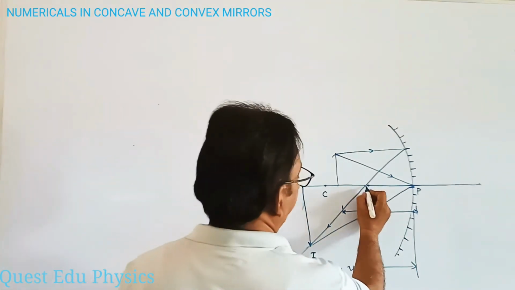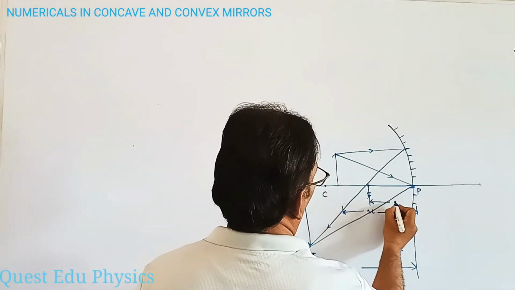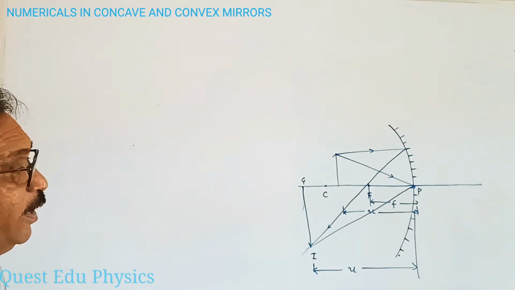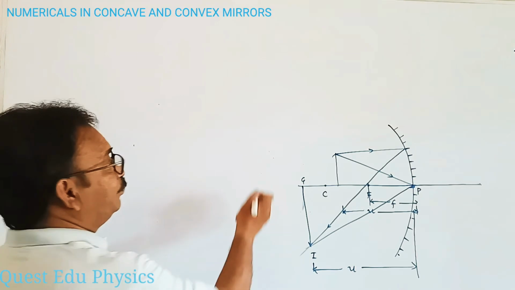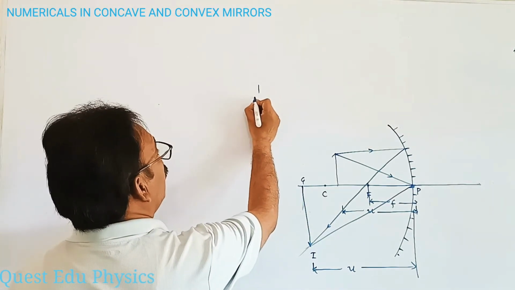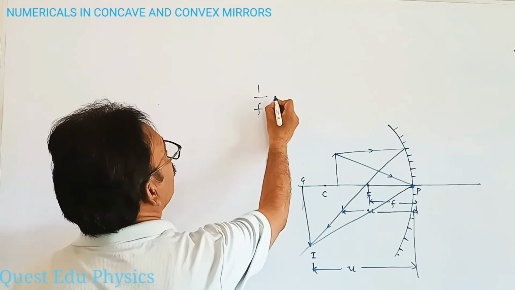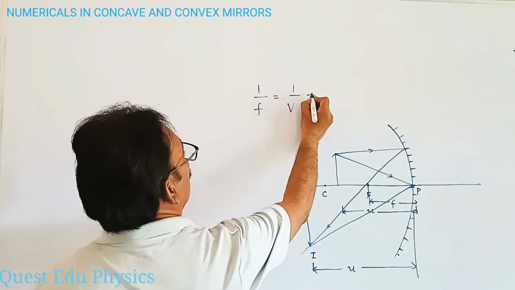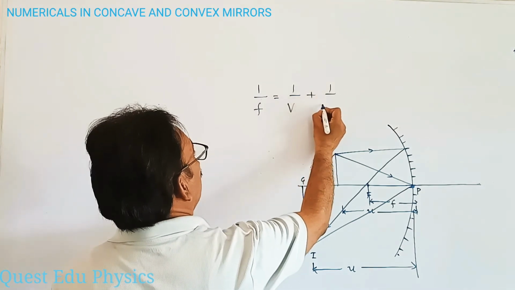And this one is the focal length. Okay, in a concave mirror or convex mirror, the 3 are related like this, students: 1 upon f is equal to 1 by v plus 1 by u, students.